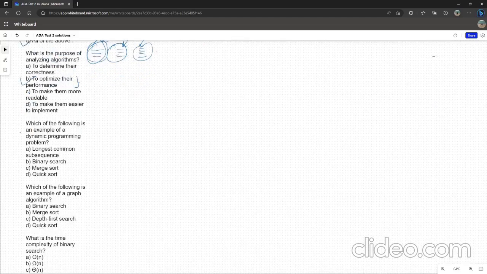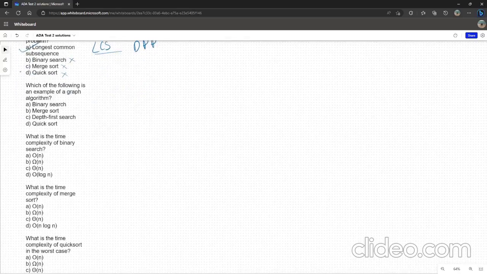The fourth question asks us, which of the following is an example of a dynamic programming problem? A dynamic programming problem is when we take a problem, divide it into subproblems, solve them, and then build upon them using those subproblems. Among these, first is longest common subsequence, the LCS, a famous problem. Binary search is divide and conquer. Merge sort is also not. Quick sort is also not. The first option, the longest common subsequence, is an example of a dynamic programming problem.